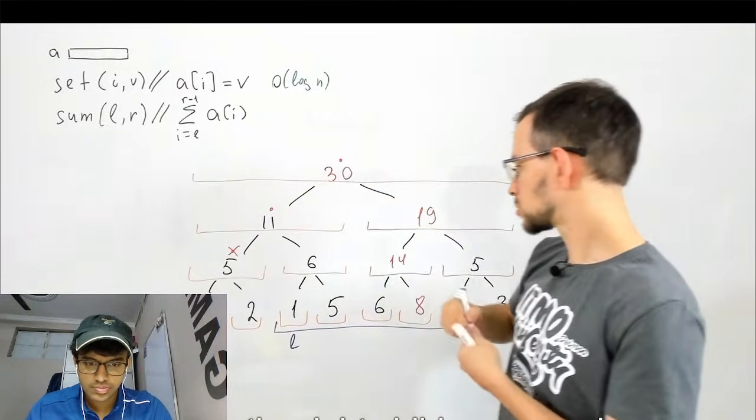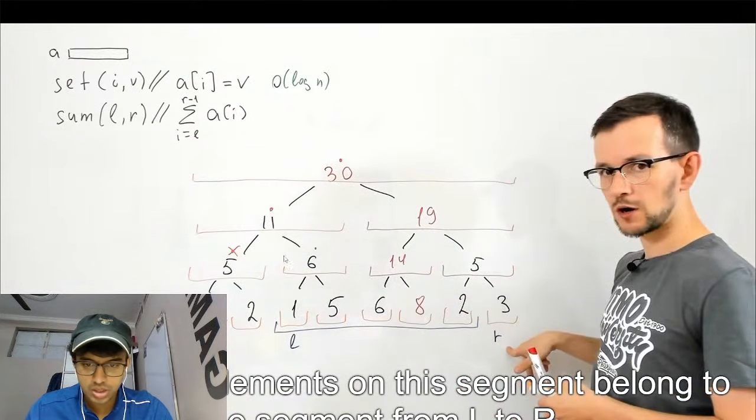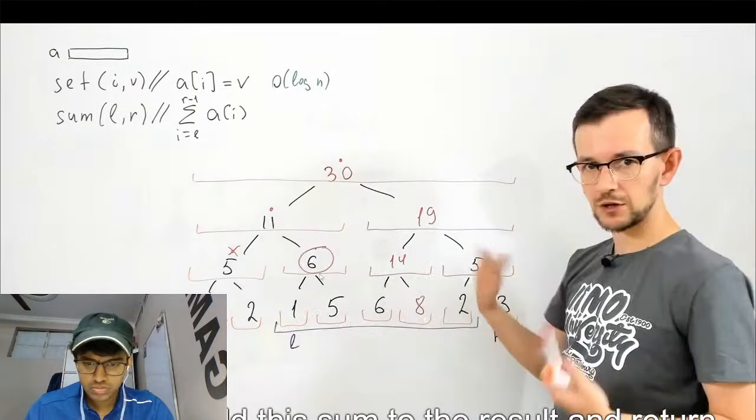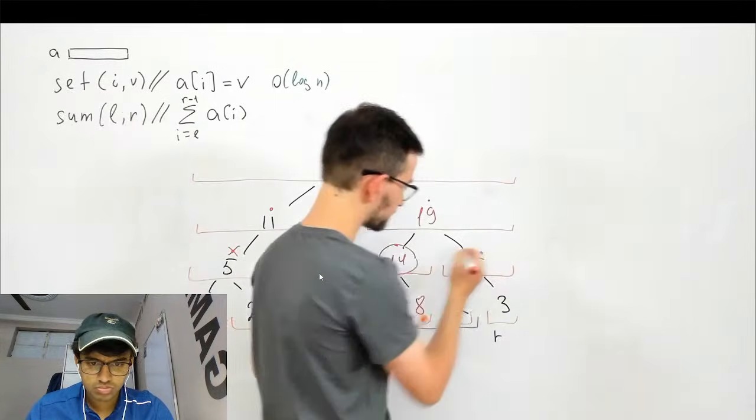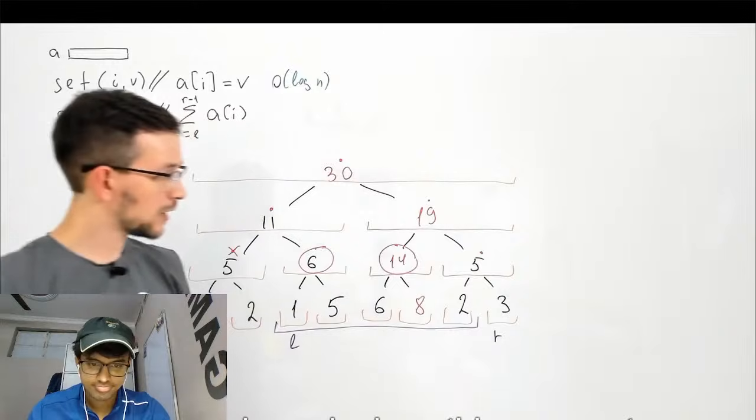Now we go to the right child. So we go here. This segment belongs to the segment from L to R. So we simply take this entirely and don't go deeper. Now we go to the right subtree. So we go here. And again we look at this.